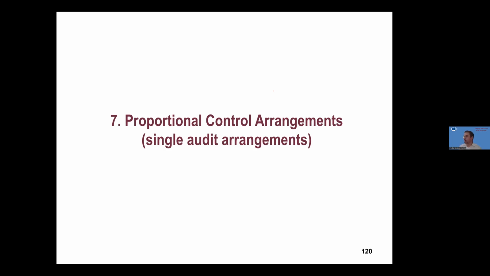Proportional control arrangements, or as we call it for the post-2020, single audit arrangements. Again, a completely transversal topic. It's not related. So many of the things that I'm going to talk about from now until the end are not really sampling methods, not really sampling methodology, but basically the framework in which the sampling methods have to be applied, okay? And proportional control arrangements have some technical details, but basically result from some political decisions.